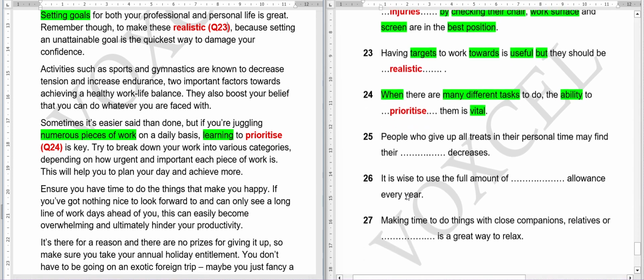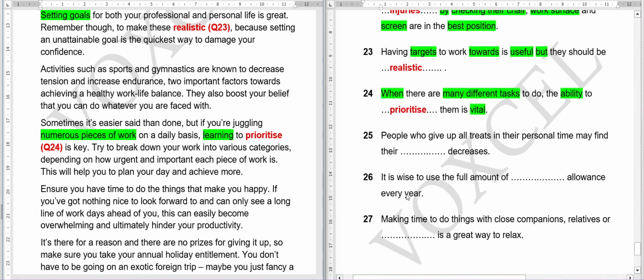Moving to the next question, question number 25. People who give up all treats in their personal time may find their dash decreases. So they're saying that those people who give up all treats in their personal time, basically they are not treating themselves, they are not giving themselves some sort of rewards in their personal time. They may find their dash decreases. So decreases basically reduces, their motivation reduces because they have nothing to look forward to. So that kind of thing is decreasing.